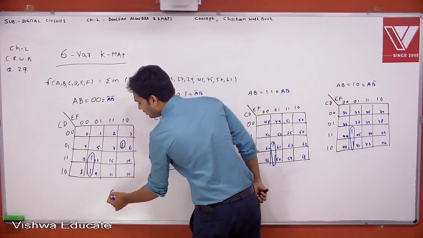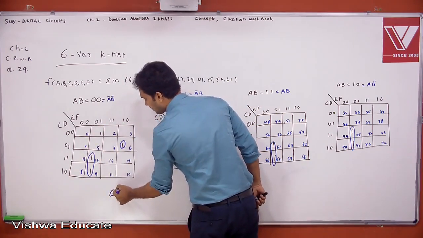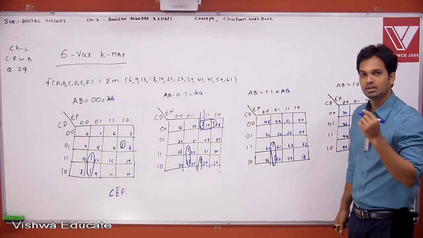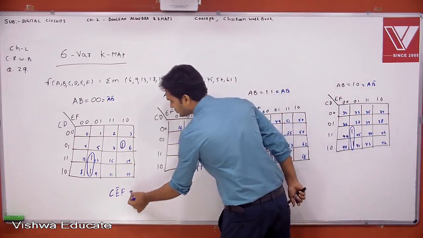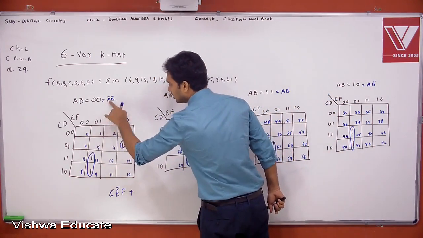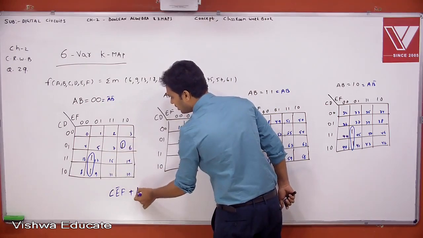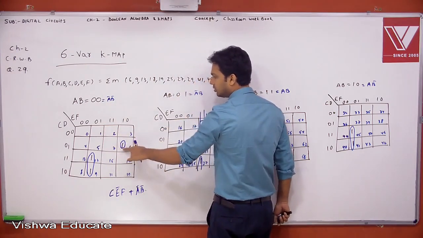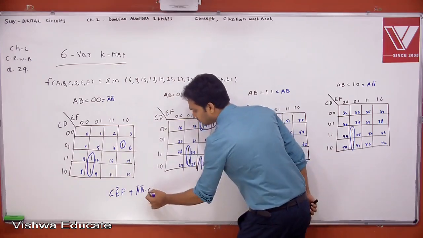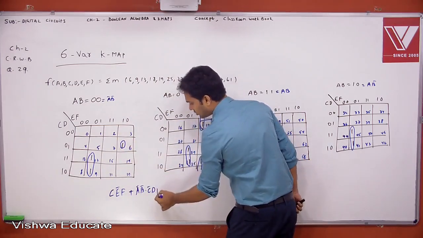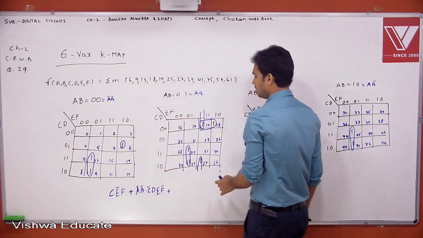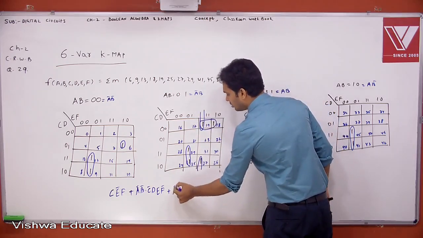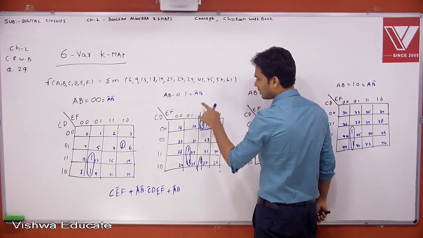It is C into E bar into F, neglect AB, because it is common in all the 4 K-maps, neglect A and B, plus for this pair, what is this? A bar, B bar, sorry, for this single term, A bar, B bar into, it is common for this total K-map, A bar, B bar into, now C bar, D, E, F bar, plus here, this is already covered for this pair, A bar, B, because for this K-map, A bar, B is common.